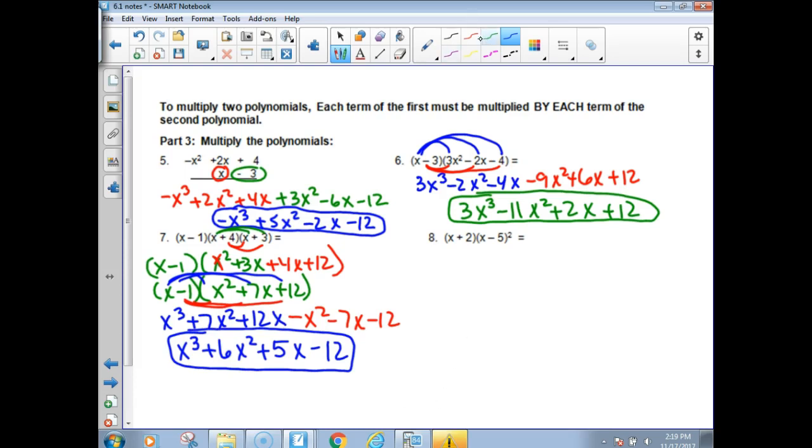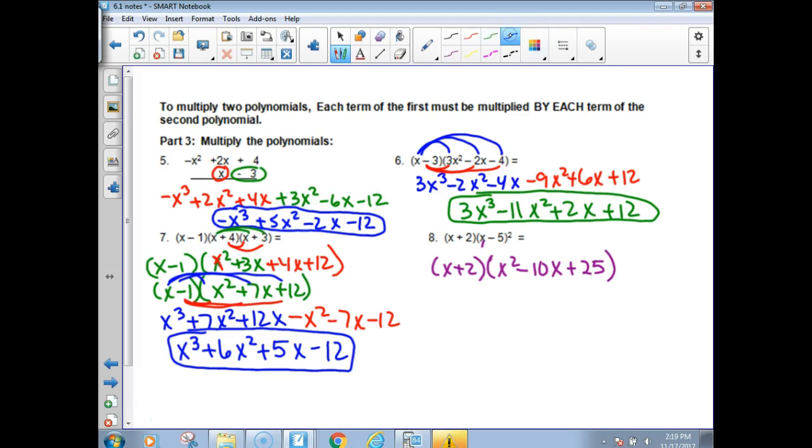All right, so could you guys tell me what you think we should do next first on number 8? Yep, do this thing. I have taught you how to shortcut square a binomial. The shortcut is x times x, squared. X times -5 doubled, negative 10x. And then -5 times -5, positive 25. That's the perfect square trinomial.